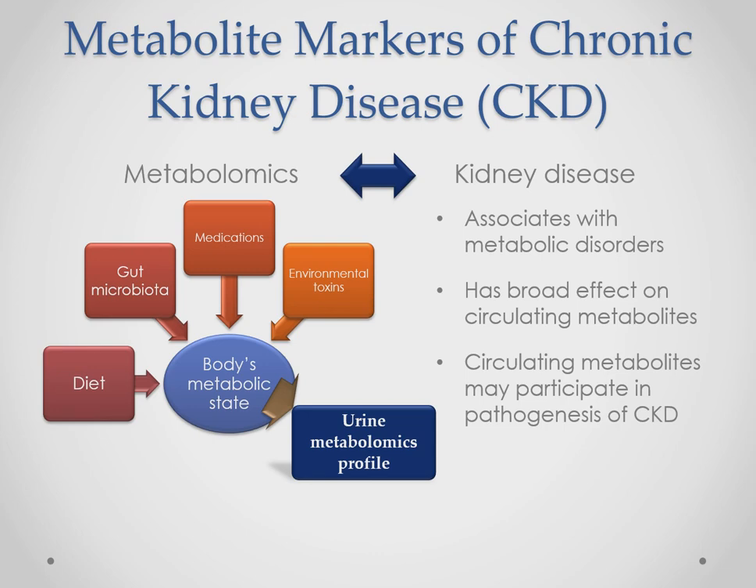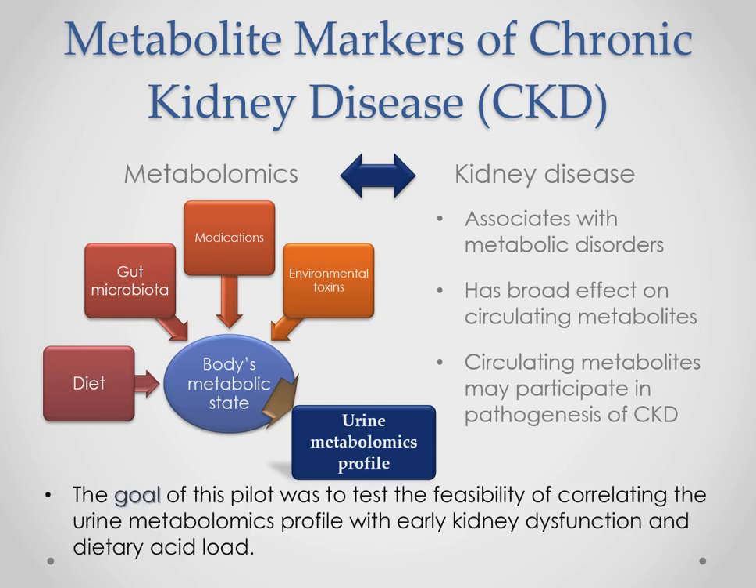Now, urine metabolomics profile gives us a proximal report on the body's metabolic state, but also on all these other environmental factors like diet, gut microbiota, and so on. So a metabolite in the urine, its origin is not easy to trace. On the other hand, we can perhaps use this integrated response from the kidney and the environment with a careful analysis to get clues both about the kidney disease and environmental effects. So the goal of this pilot was to test feasibility of correlating urine metabolomics profile with early kidney dysfunction and with dietary acid load. So why dietary acid load?